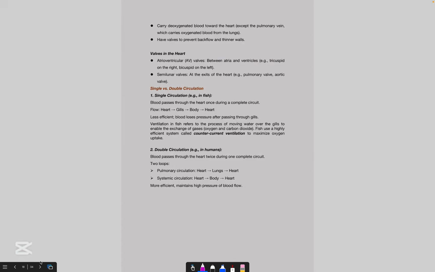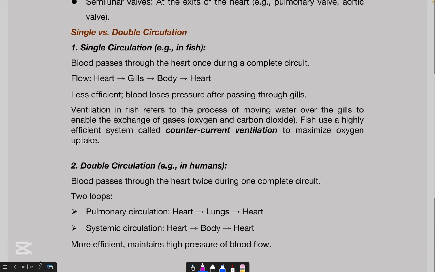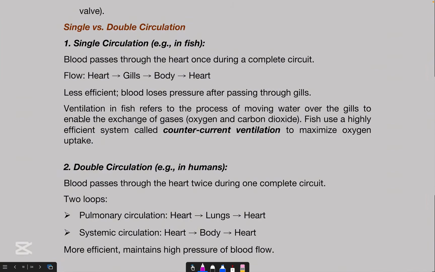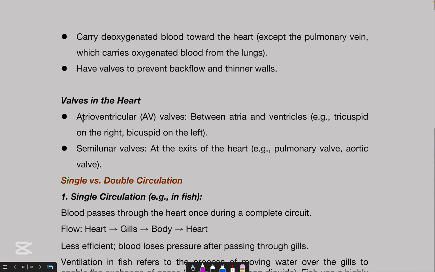Now let's look at the veins. The veins carry deoxygenated blood towards the heart, except the pulmonary vein, which carries what? Oxygenated blood from the lungs. Is that okay? The pulmonary vein carries oxygenated blood from the lungs to the what? To the left atrium. They have valves to prevent backflow, and thinner walls. Are you getting it? What is the function of the valve? To prevent backflow of the blood. Once the blood flows past, the valve will close to prevent the blood from flowing back to where it was coming from.